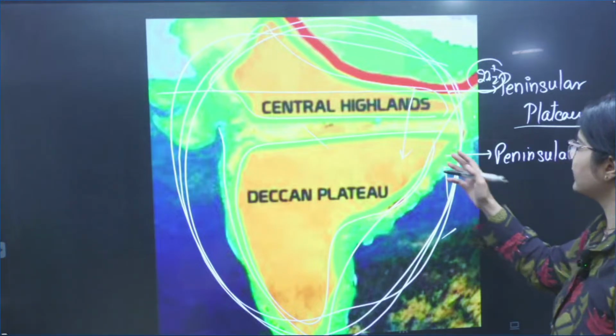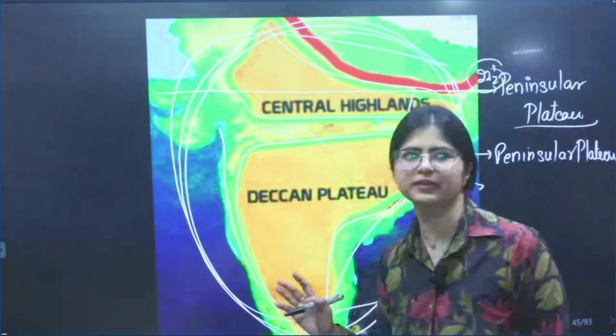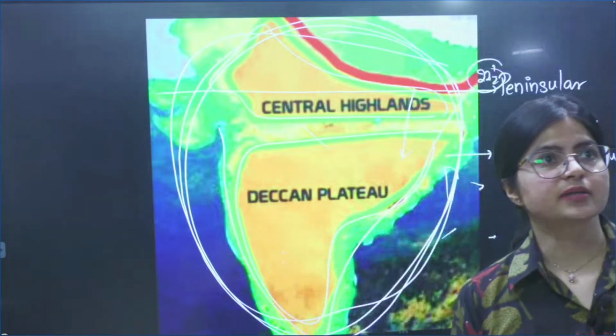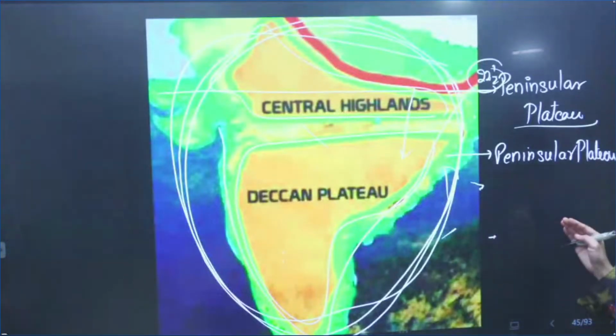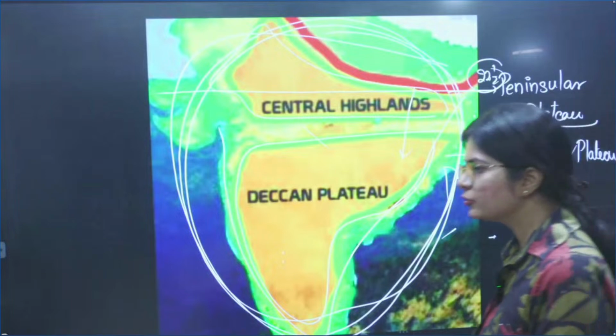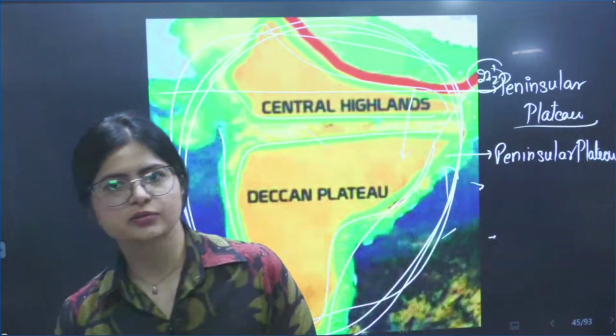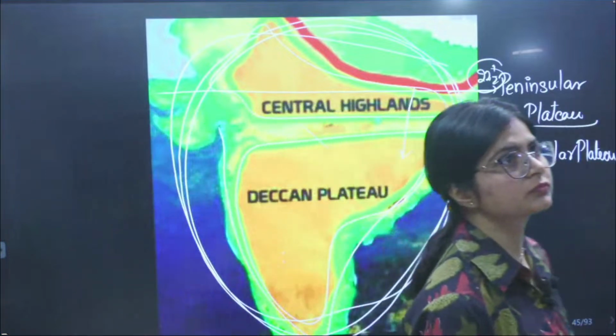The upper part is known as Central Highlands, the lower part is known as Deccan Plateau. Have a look at it, and afterwards I'll explain how the Central Highlands are divided and how the Deccan Plateaus are divided. If you want to draw it for your reference, you can also draw it.